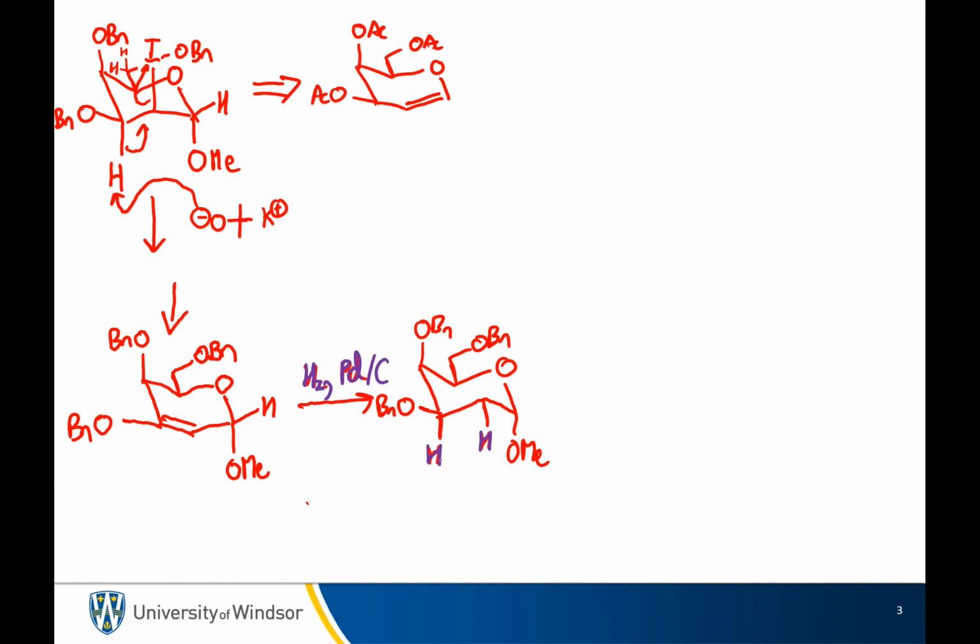And you get the axial attack of the hydrogens. This one was axial when it was kind of in a twist boat, which we would have had back here, but I've drawn in a chair now. So you get the hydrogens delivered from the axial side, so you generate a C2 deoxy sugar this way.